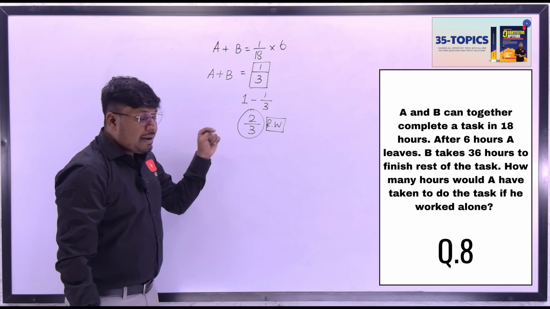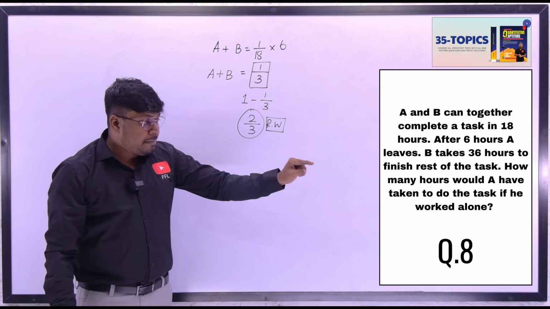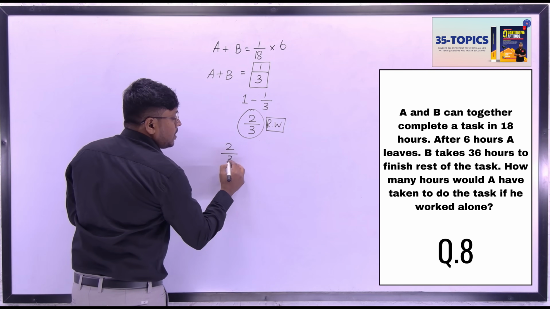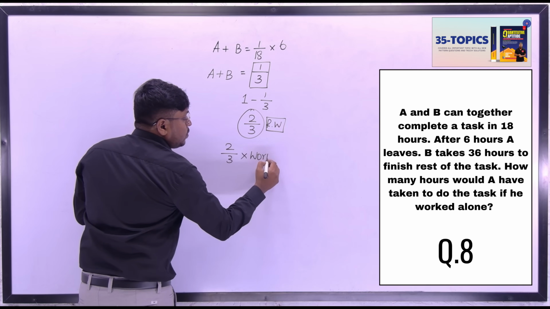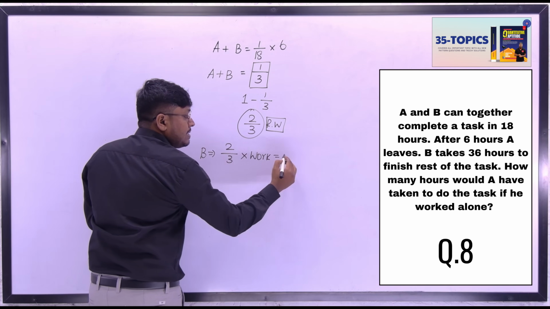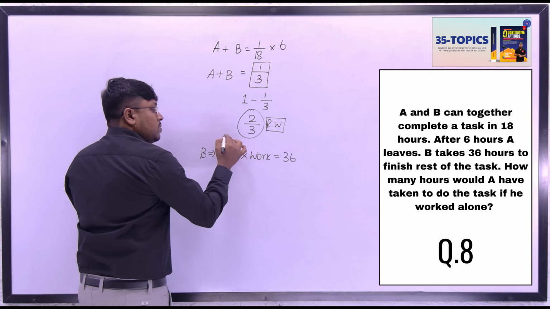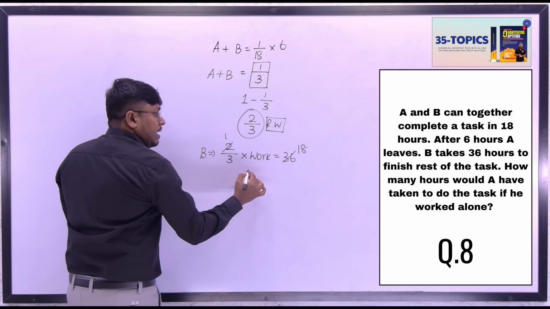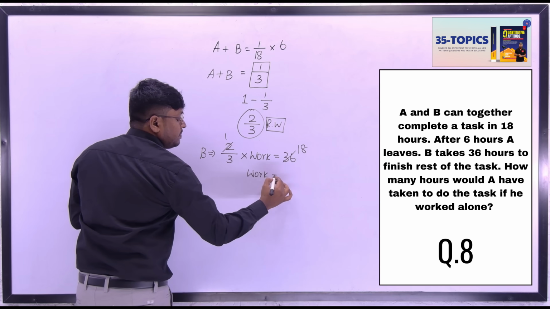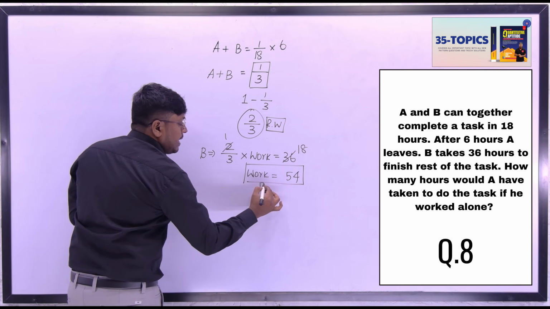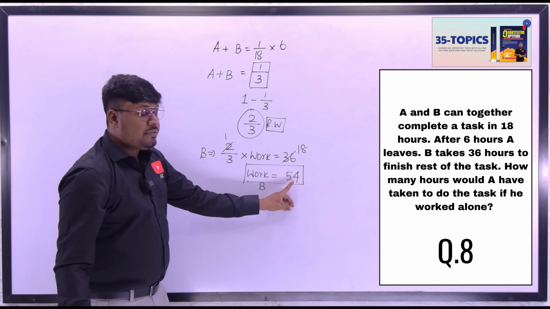And this remaining work was completed by B alone in 36 hours. So how do you write it? From the total work, only 2 by 3 of the work was completed by B in 36 hours. So 1 2s are 2, 18 2s are 36. Again, the whole work is equal to 54. So that means B alone can complete the work in 54 hours.